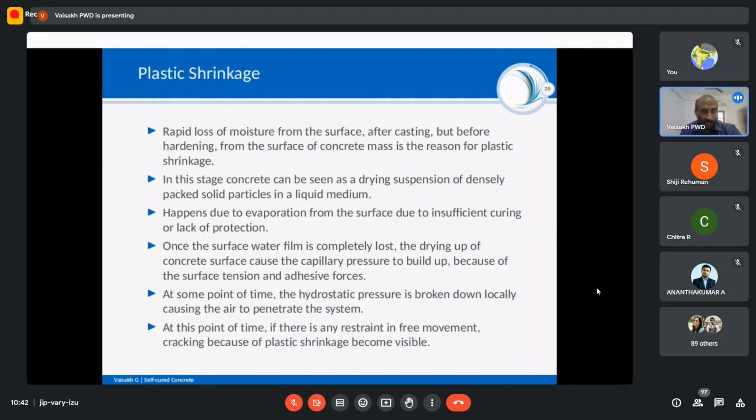Let us revisit the plastic shrinkage. Plastic shrinkage is rapid loss of moisture from the surface immediately after casting, but before hardening. Then we can view this concrete as a drying suspension of very densely packed solid particles in a liquid medium. So the evaporation from the surface is the main reason for this type of shrinkage.